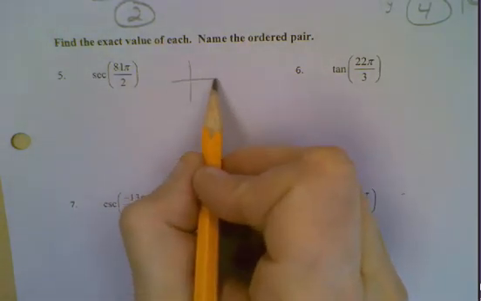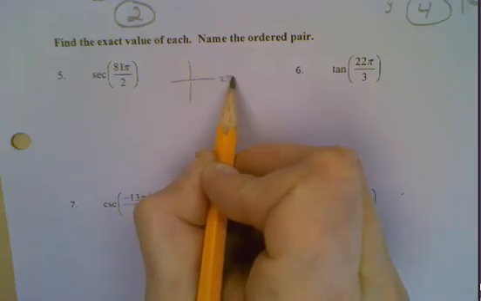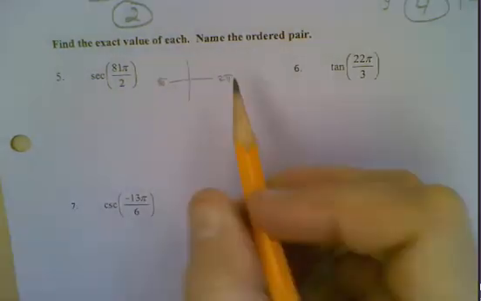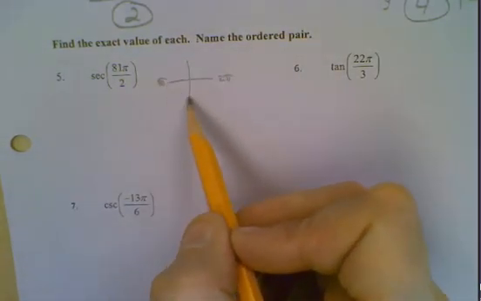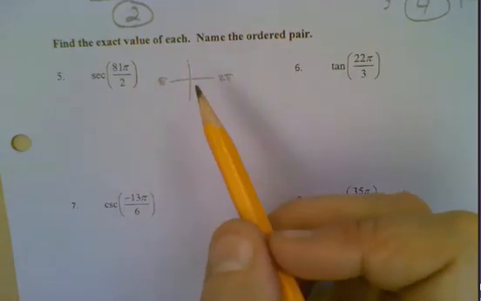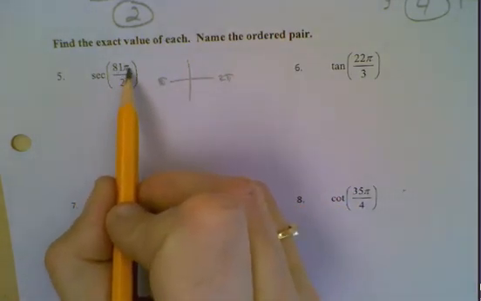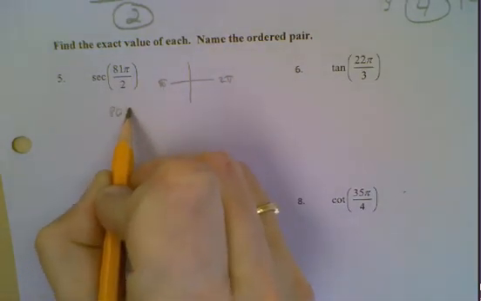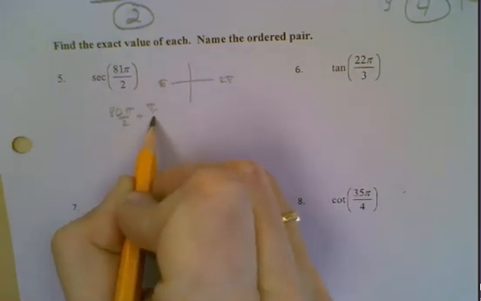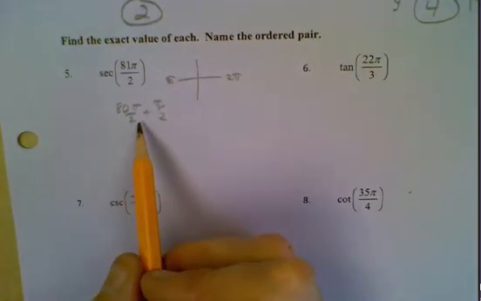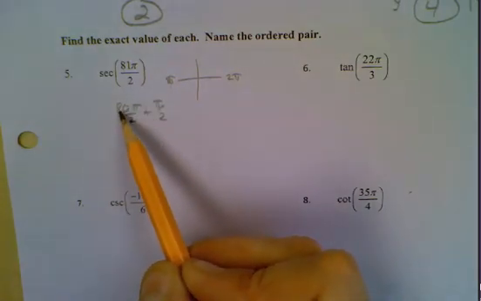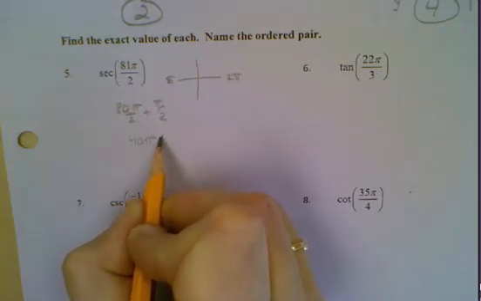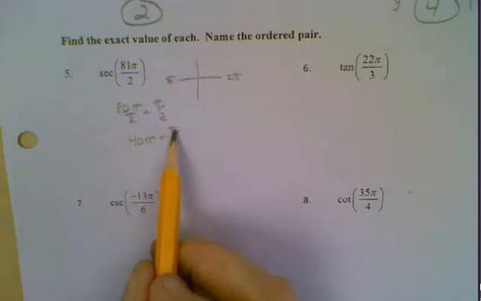What I like to do is I like to know that any even multiple of pi is over here. So 2 pi, 4 pi, 6 pi. Any odd multiple of pi is there. So pi, 3 pi, 5 pi. So when I see 81 pi over 2, I'm thinking of that as 80 pi over 2 plus 1 pi over 2. I'm thinking of a number that's a multiple of 2, very close to 81, and so I think of that as 80 pi. 80 pi over 2 is 40 pi. So I'm really taking 40 pi plus pi over 2.